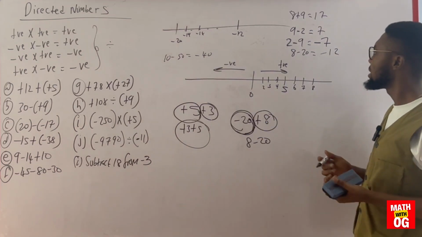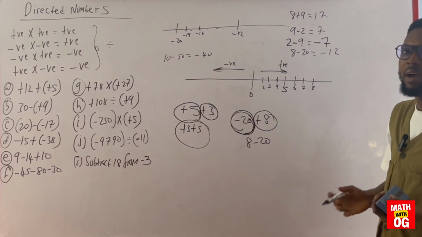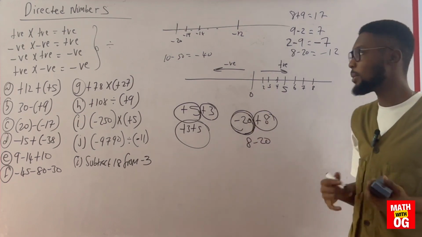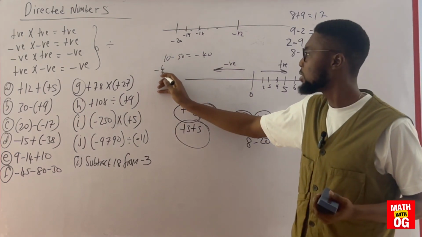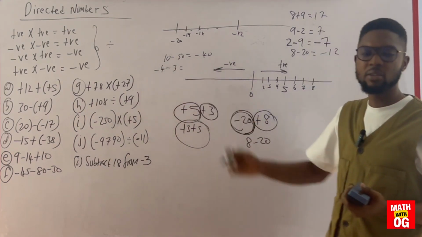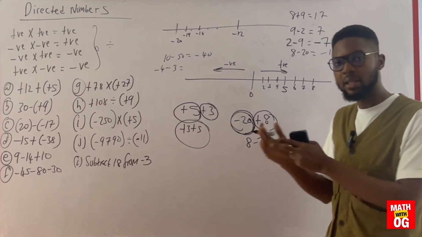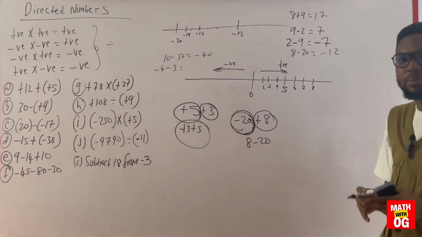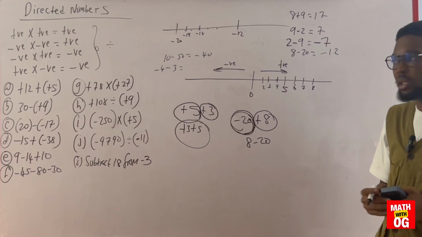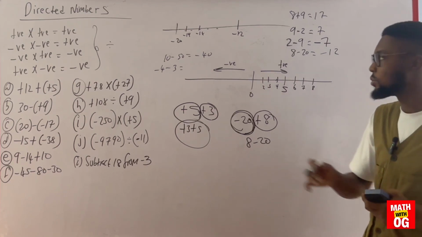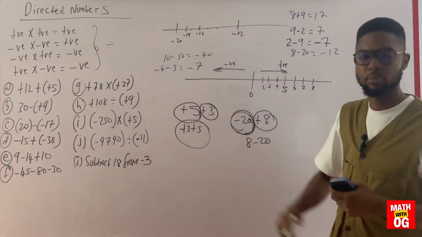Then the last one that might also be confusing, when you have a negative number minus a negative number. For example, you have minus 4 minus 3. Whenever you see a question like this, negative number, simply add them together and introduce your negative sign. So what is 4 plus 3? 7. So my answer should be minus 7.